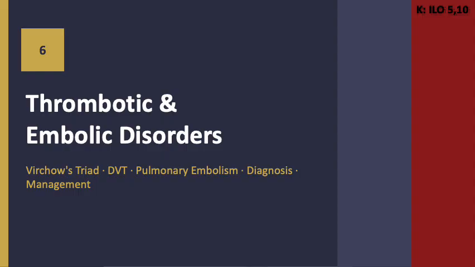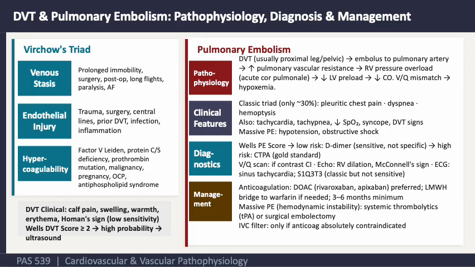Next, I'm going to go to topic 6, which is the thrombotic and embolic disorders. I'm going to talk mainly about DVTs and pulmonary embolisms, and about diagnosis and management. So next, we're going to talk about DVTs and PEs, go through a little bit of the pathophysiology, the diagnosis and the management.